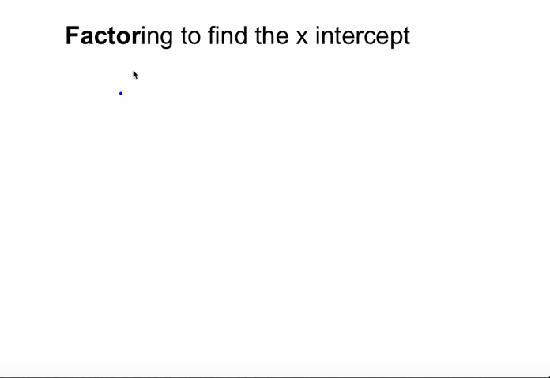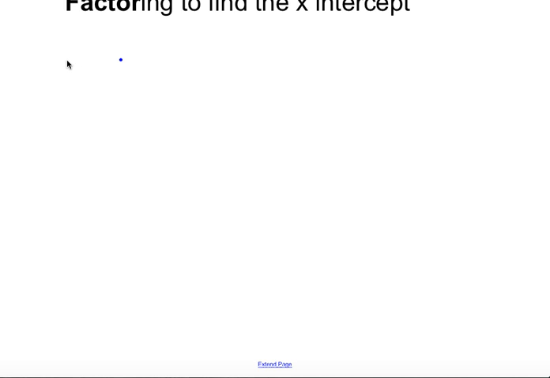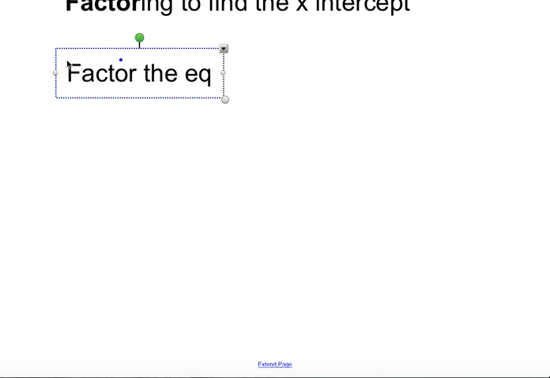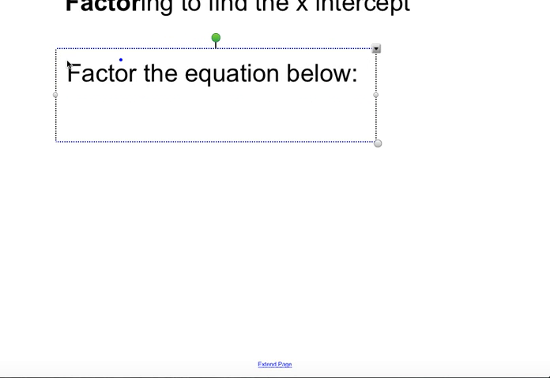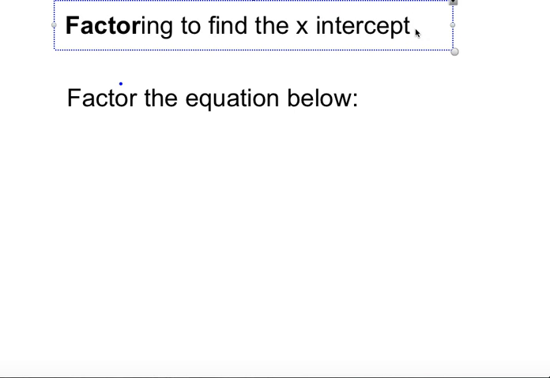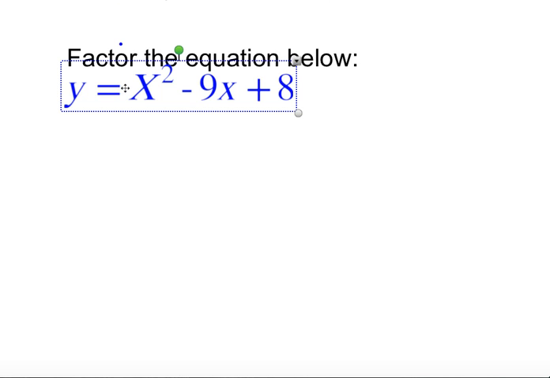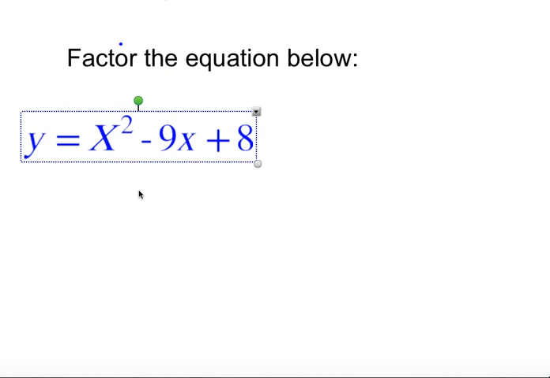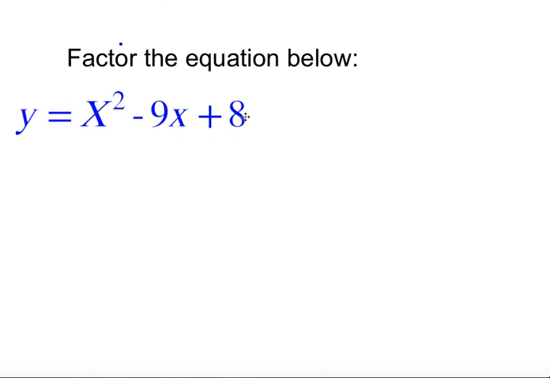For now our topic is going to be: factor the equation below. This is a prompt. Again, we're going to talk about how to find the x-intercept, actually should be plural, x-intercepts, and one of the ways that helps us find them is factoring. I'm going to show a method called simple factoring. Let's have an example. I have a beautiful example right here: y is equal to x squared minus 9x plus 8.